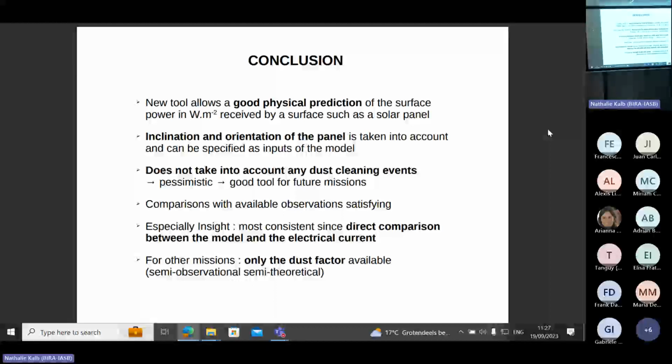And the comparisons with all the missions are satisfying, especially the one with InSight, which is the most relevant because we have access to the electrical current. And I think that if we have access in the future to the Mars Exploration Rovers mission electrical current, the comparison will be much more relevant. It will be better to test our model. So we'll see in the future.